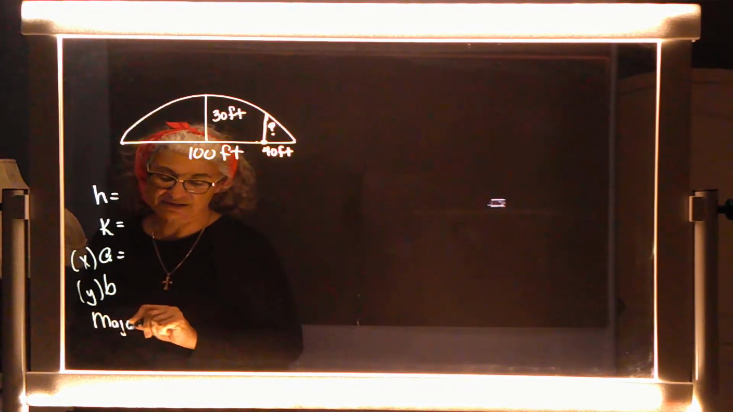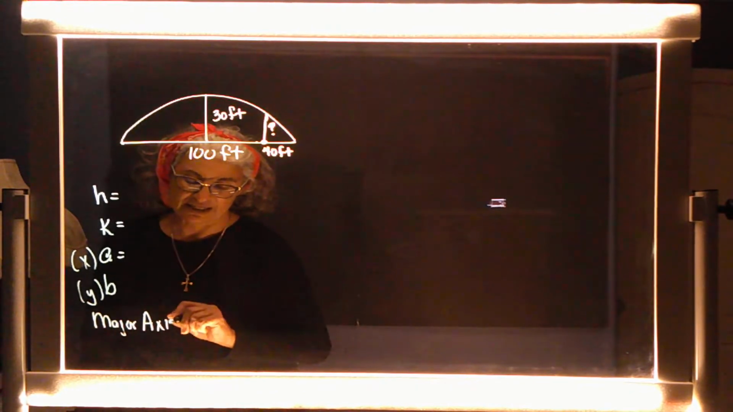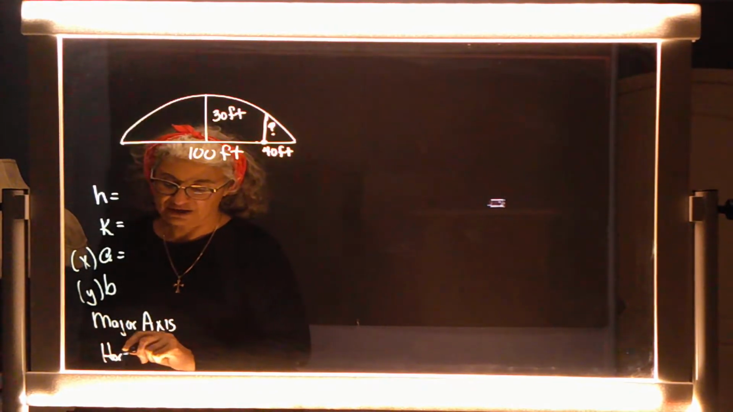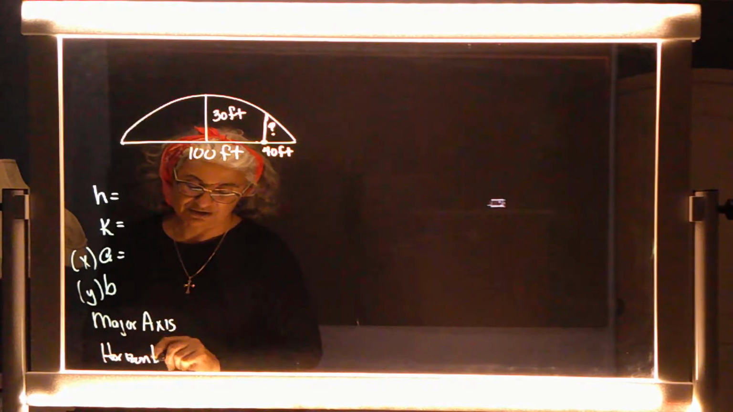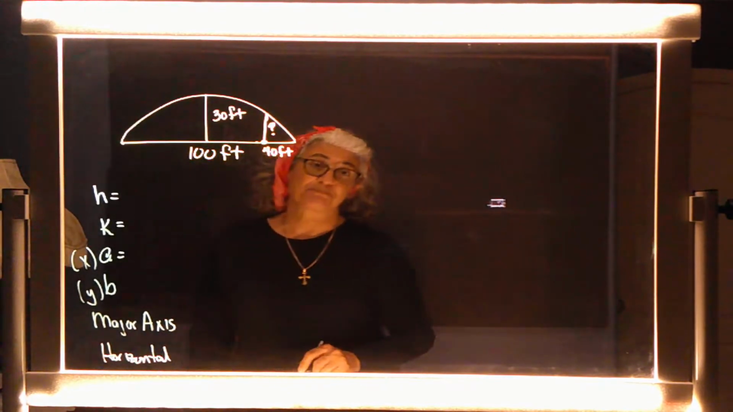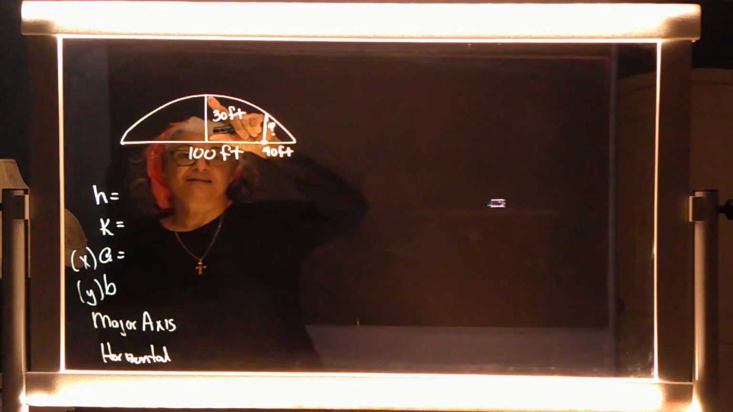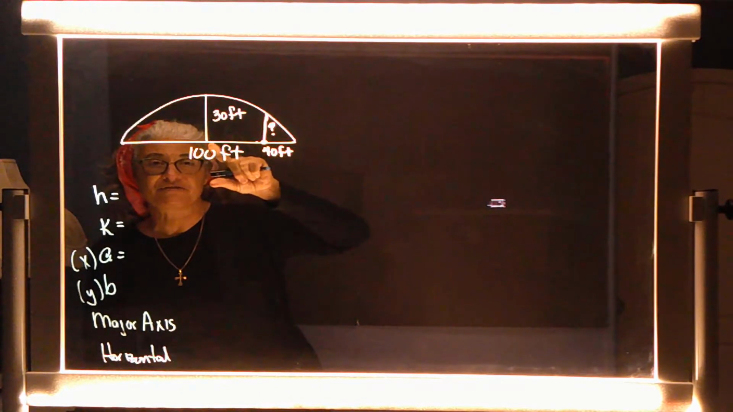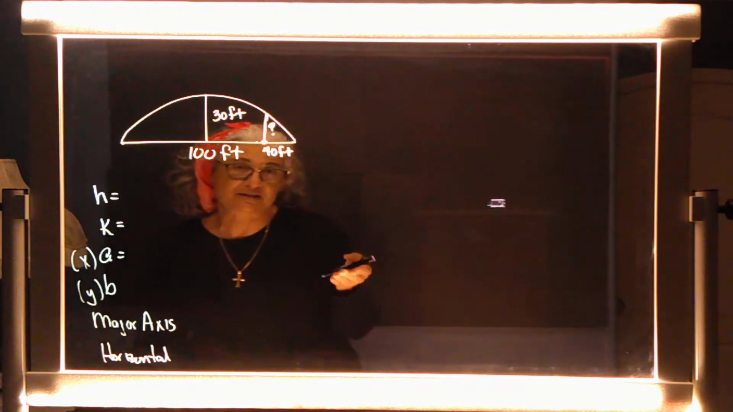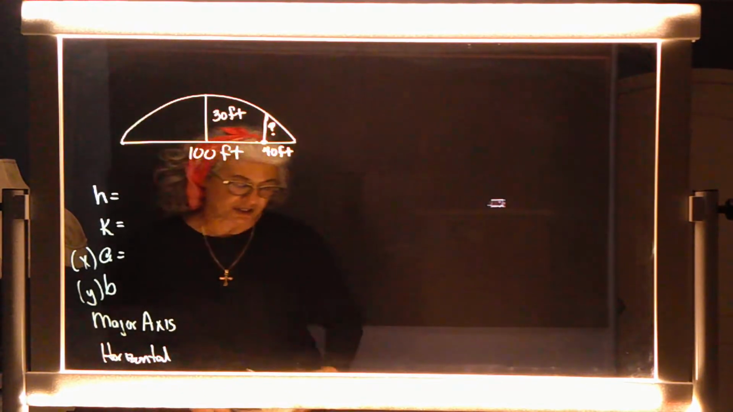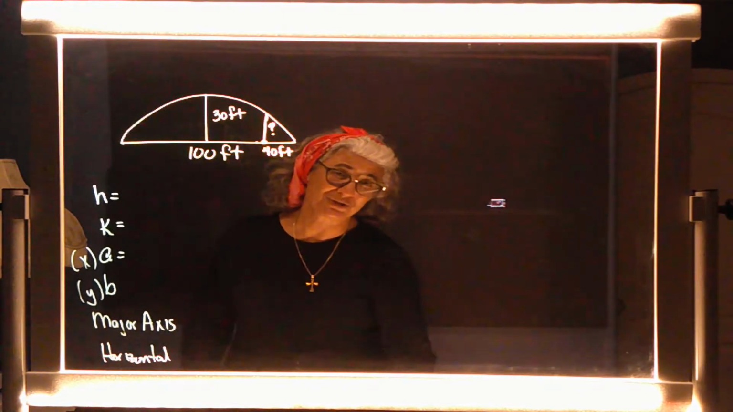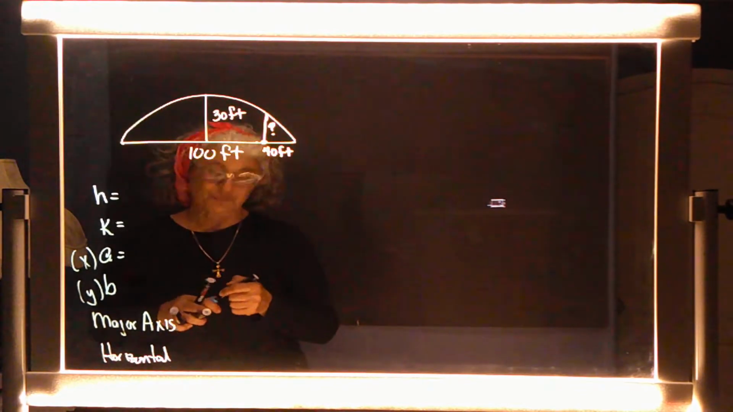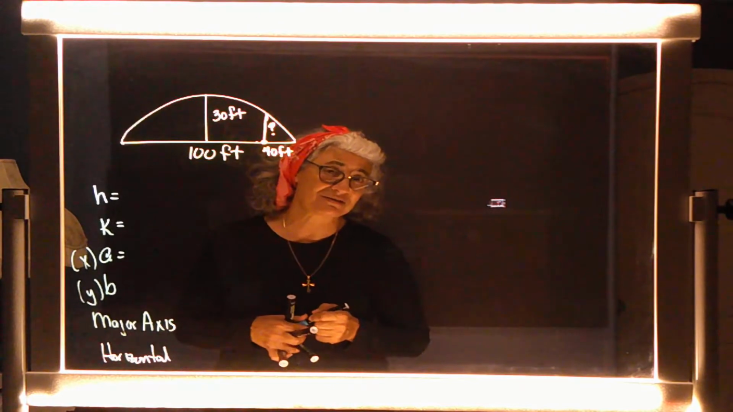My major axis, what did you guys tell me? Yeah, that's horizontal because the span of the bridge is 100 feet, isn't it? And the top half is 30 feet, which means the bottom half would be 30 feet. That's 60 feet. So clearly that's smaller, isn't it? Okay. Now, do we know the center? No, we don't. But let's be smart.